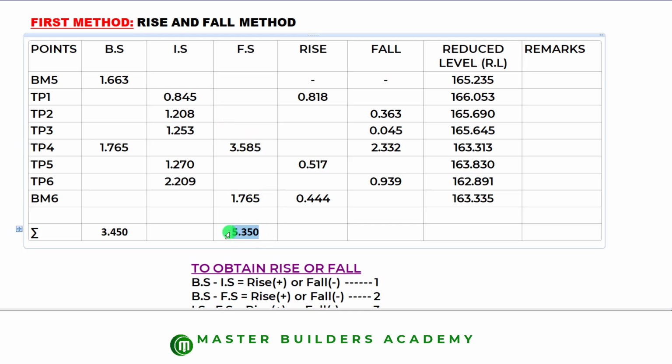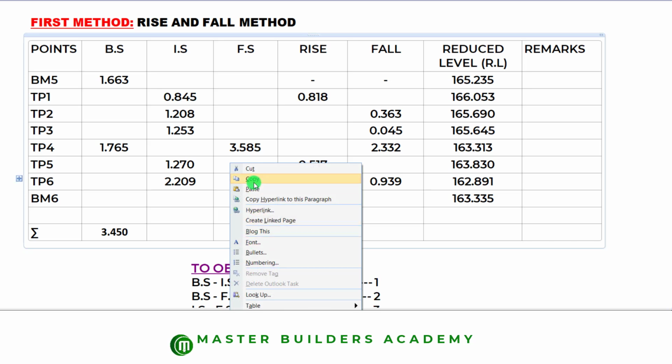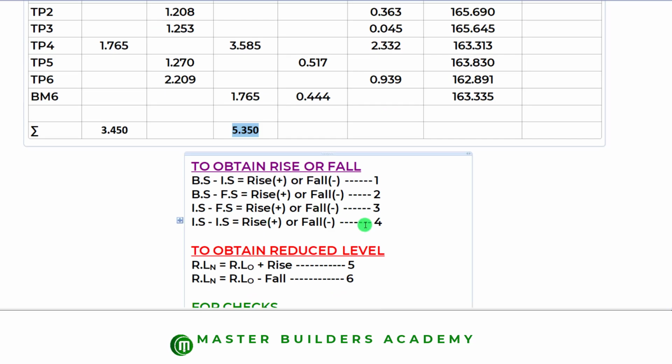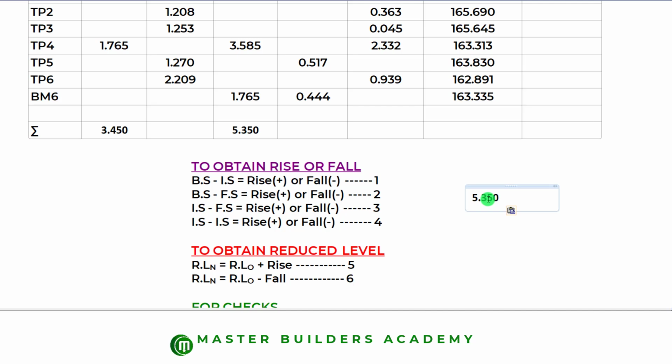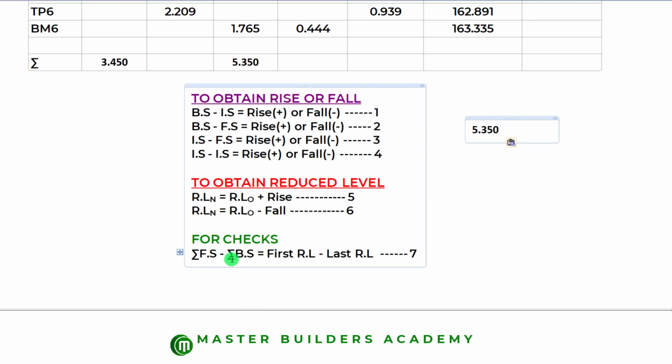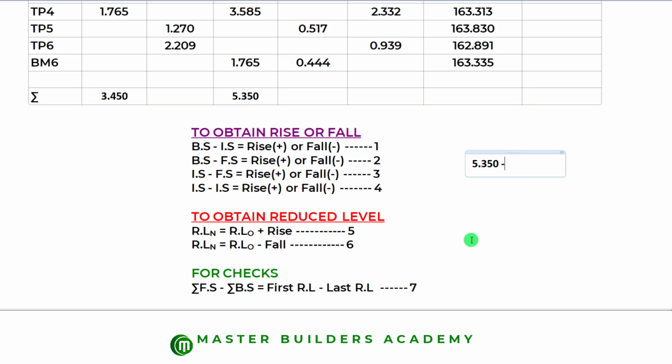Now all we just need to do to perform this operation is to check out the difference very quickly. So how do we check out this difference? Let's come over here. So remember, using equation 7, we said that summation of all fore sides minus summation of all back sides. So the fore side is what I have taken now, then this is the back side. Copy the back side and then we put the value here.